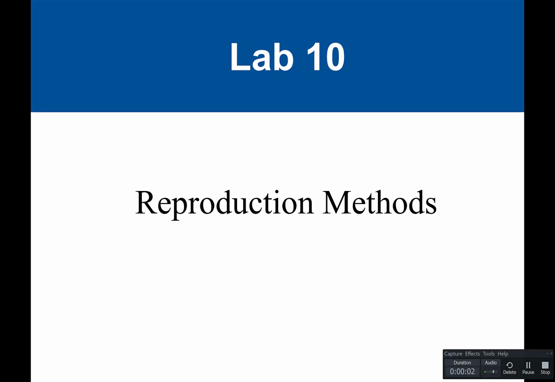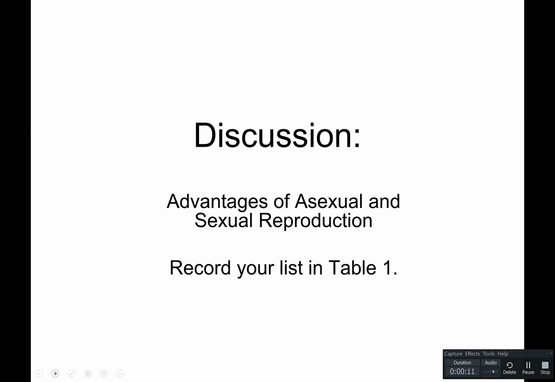In this lab, we're going to cover Lab 10, looking at reproduction methods. So the first thing that I would like you to do in your lab is turn to table 10-1, and think about what the advantages of asexual and sexual reproduction are.